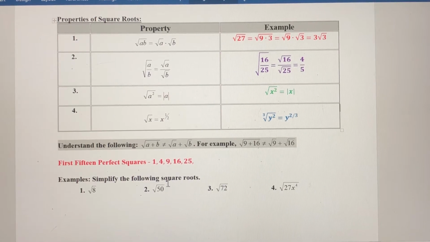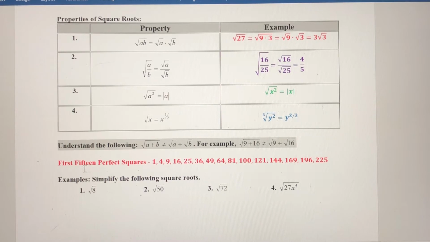Okay, remember perfect squares. 1 squared is 1, 2 squared is 4, 3 squared is 9, and so on, okay? So the next 5 are going to be 36, 49, 64, 81, and 100. That's 6 squared, 7 squared, all the way up to 10 squared. And then the final 5 for our first 15: 11 squared, 12 squared, 13 squared, 14 squared, and 15 squared.